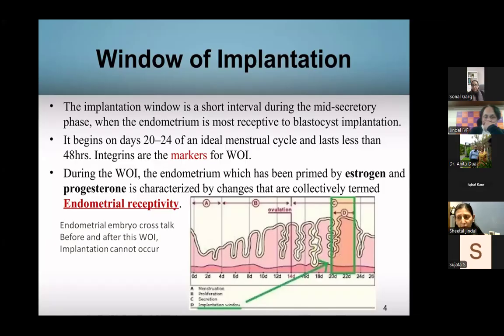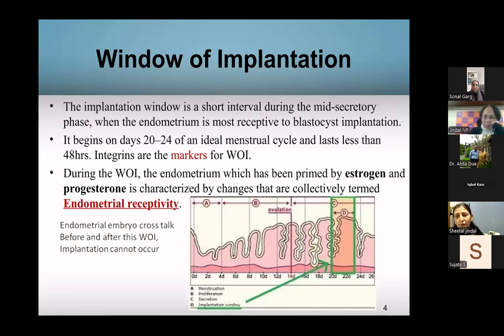And there are a lot of molecular markers which are released during this window of implantation in the form of integrins, cytokines, and various other factors. One of the most important factors is the leukemia inhibitory factor, which immunomodulates the endometrium so that the endometrium becomes receptive.